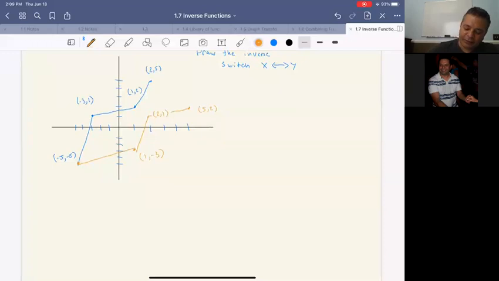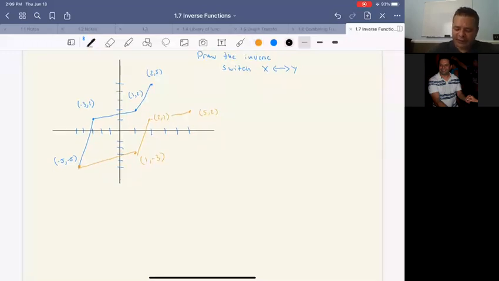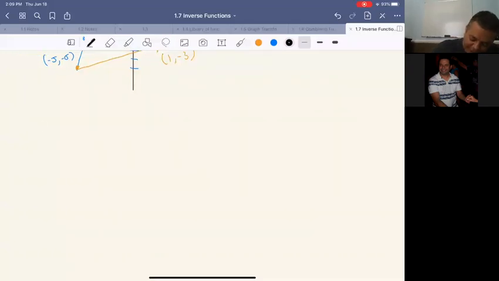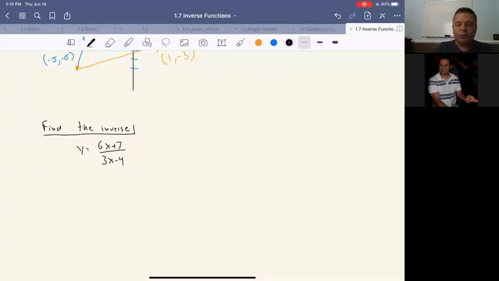Okay, now finally we're going to look at what's probably, it's not really hard, but it is the most algebraically intensive aspect of this section, and it's finding inverses of something like this. Y equals 6x plus 7 over 3x minus 4. Okay, so we're actually going to do a couple of these just because it's a little bit intense. So we're going to solve for x. Now, this takes some algebraic doing.